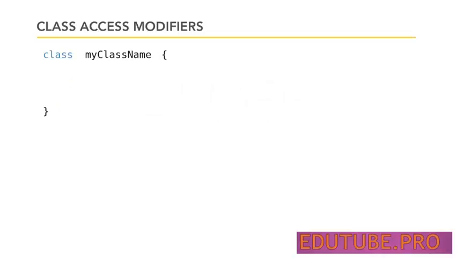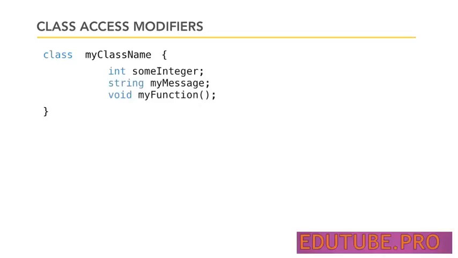Suppose we had a class, and I have a class here called myClassName, and we've got some fields in it. So we've got an integer, and we've got a string, and we have some method called myFunction. By default, all of these are what's called private. Only the class that defines these can use it. We need to change that in order for code that wants to consume our class to be able to access the members of this class. The way that we do that is by using what's called access modifiers.